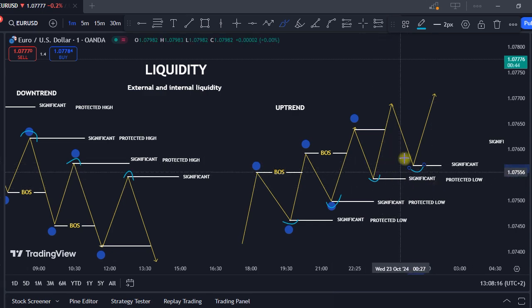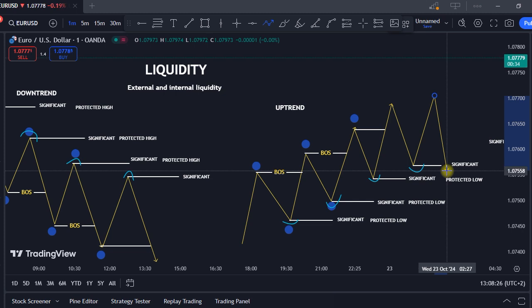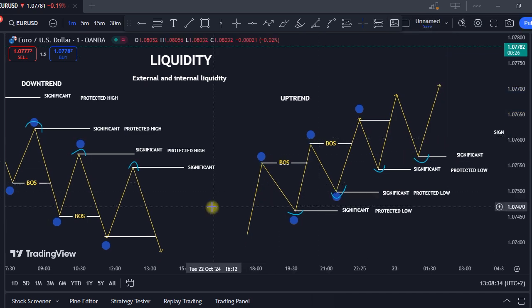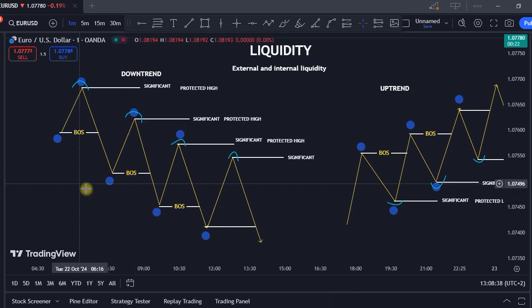Now immediately when an external liquidity is taken out, we know that we are in a different direction in the market. So if the market pushes to the downside and then takes out this liquidity, we know that now we are in a different direction of the market. But that's something we're going to talk about in a different video. Now let's continue and talk about internal liquidity.